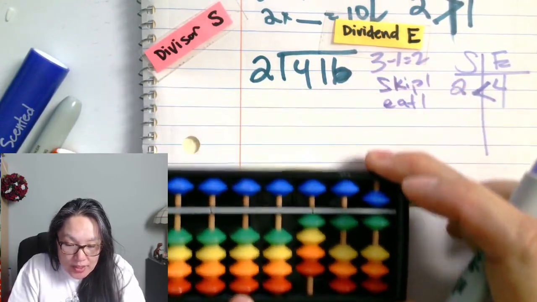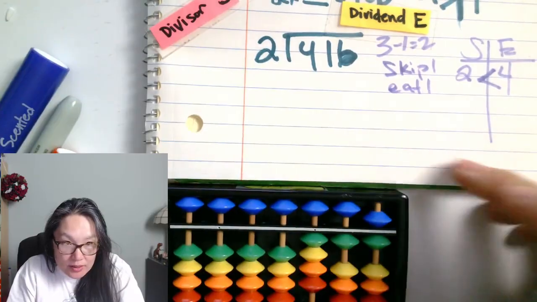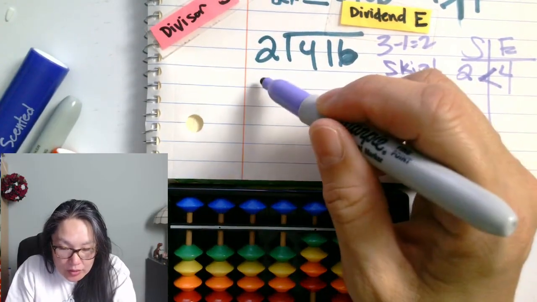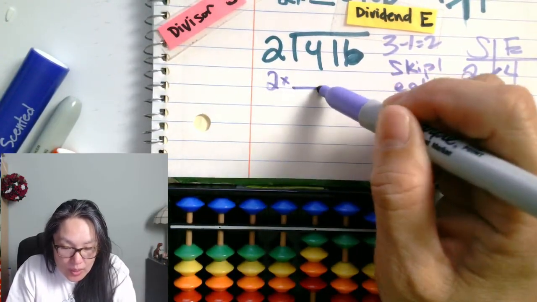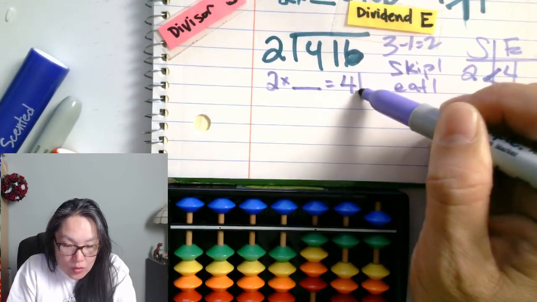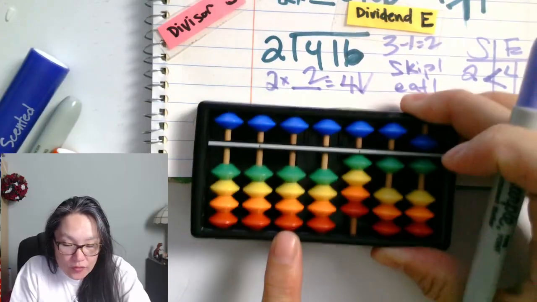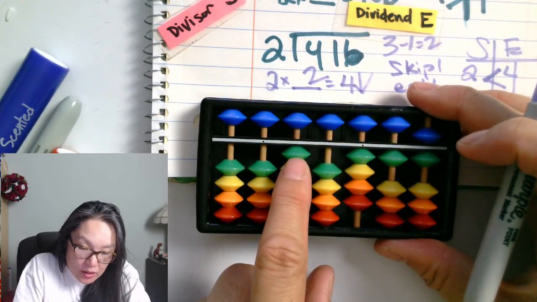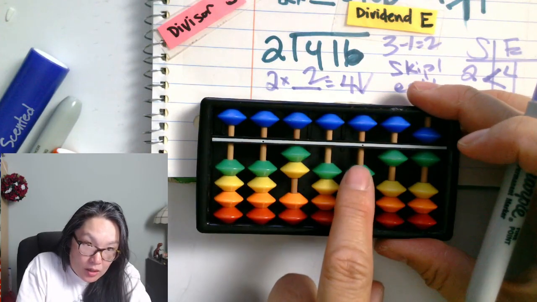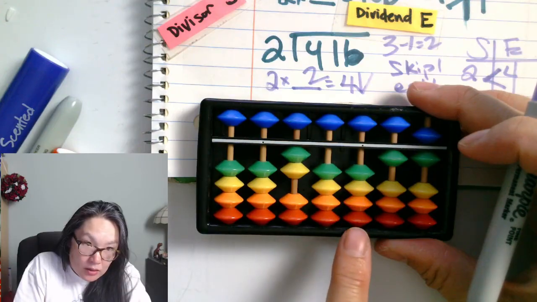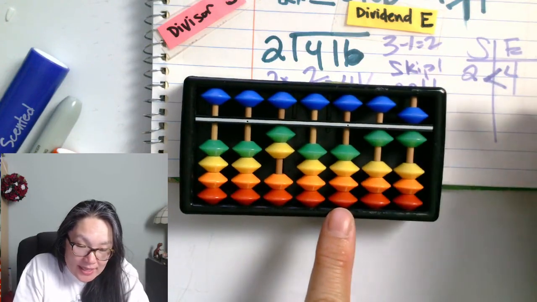So the question is, do we know what the question is? What's the question? 2 times what is equal to 4 or less? 2 times 2 is equal to 4. So I'm going to put 2 here, and I subtract 4. Okay? So now, what's next?